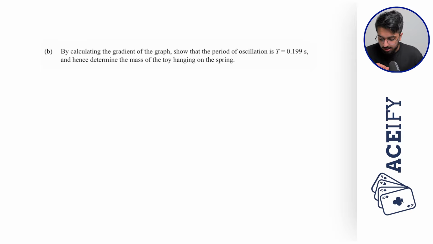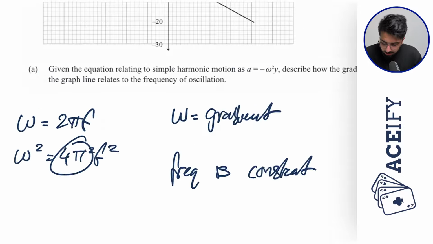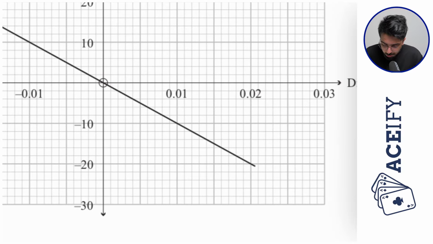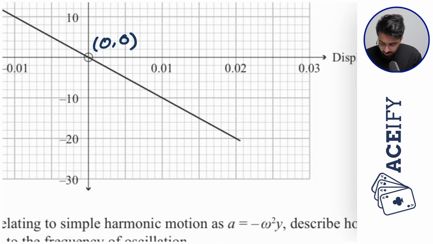By calculating the gradient of the graph, show that the period of oscillation is 0.199 seconds, and therefore determine the mass of the toy hanging on the spring, okay? So the gradient of the graph is equal to, and so to calculate the gradient, we can take 1 point as the origin, so we obviously know the origin is 0, 0, and we can take another point, let's say right here, and that point is 0.01 and negative 10, okay?